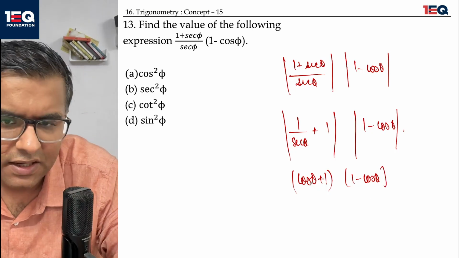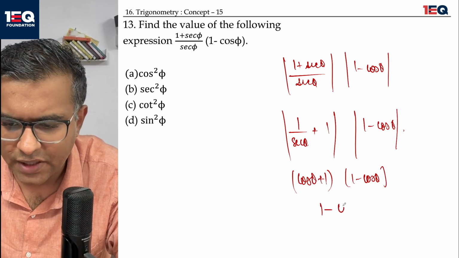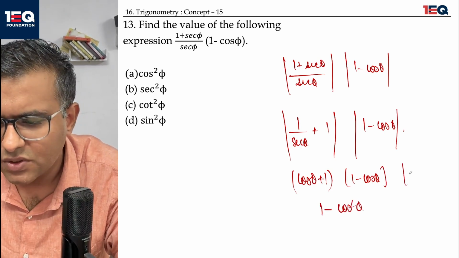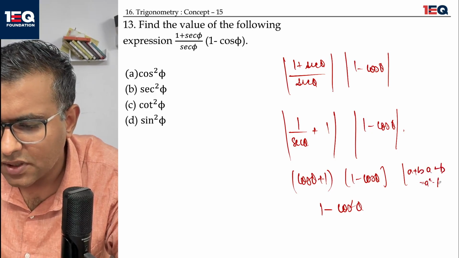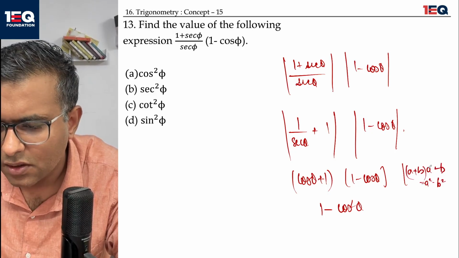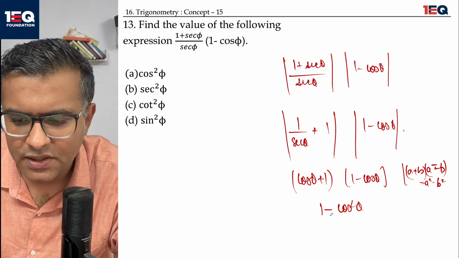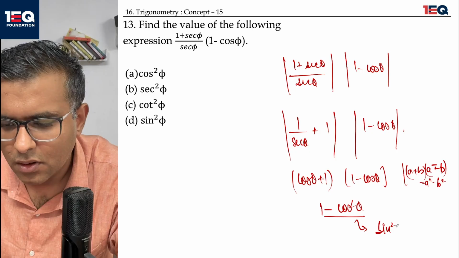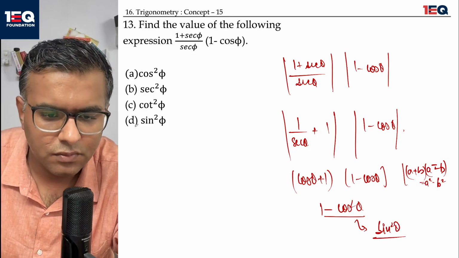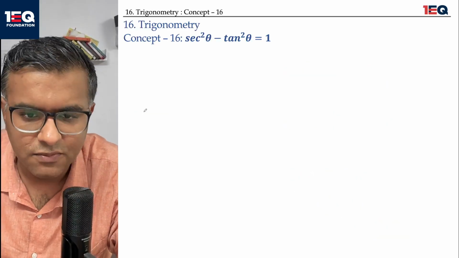I can also write it as 1 plus cos theta into 1 minus cos theta, which brings me to 1 minus cos square theta, using the identity a plus b into a minus b is equal to a square minus b square. Yeah, this is the identity that I'm using. So 1 minus cos square theta is my answer, and 1 minus cos square theta is also called sine square theta. So this is it. Got it? Let's move on.